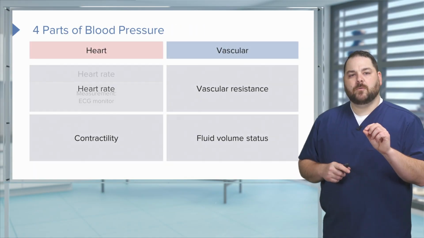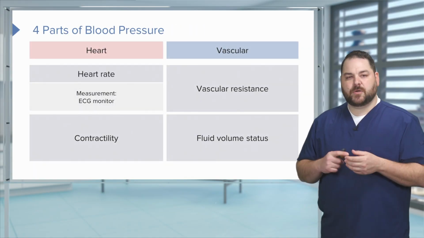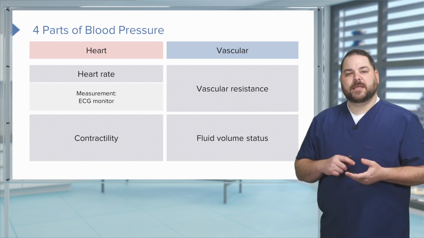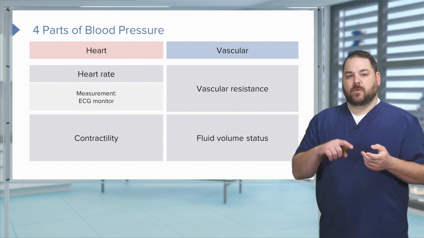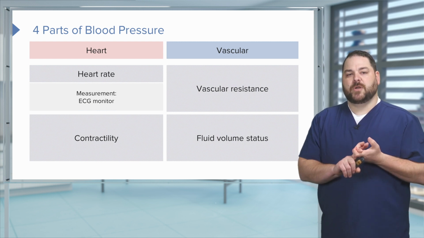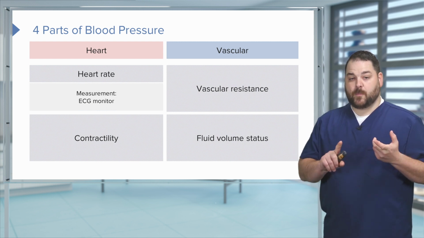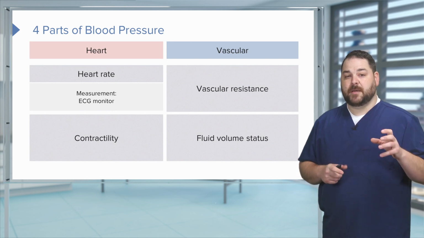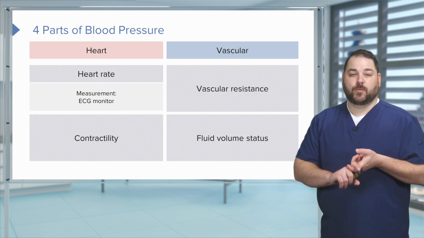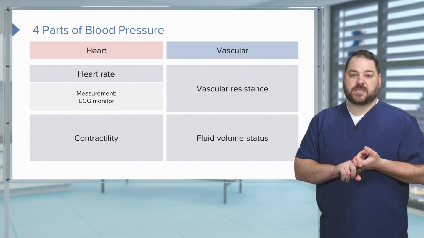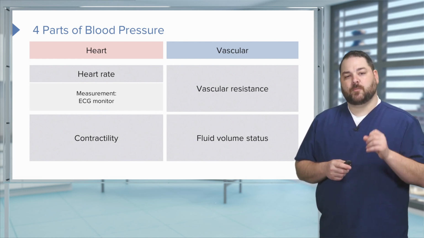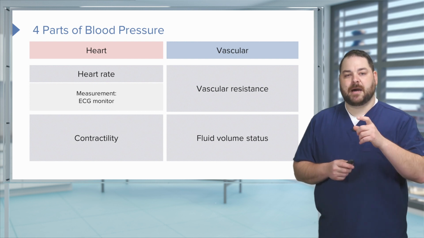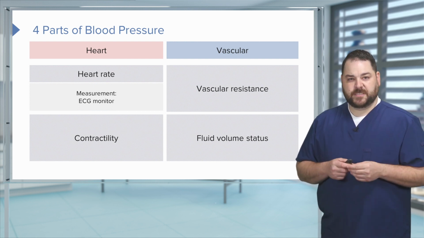Well, with heart rate, we can look at our ECG monitor to get how fast our heart rate is. We can also take a pulse. But what's important to know is that with heart rate, we also need to know the heart rate rhythm so that it's normal. Because you can affect your blood pressure if you're in a different rhythm like atrial fibrillation or sinus tach. So it's not just the heart rate, but also the heart rate rhythm. So we really want to look at our ECG monitor to see what our rhythm is.